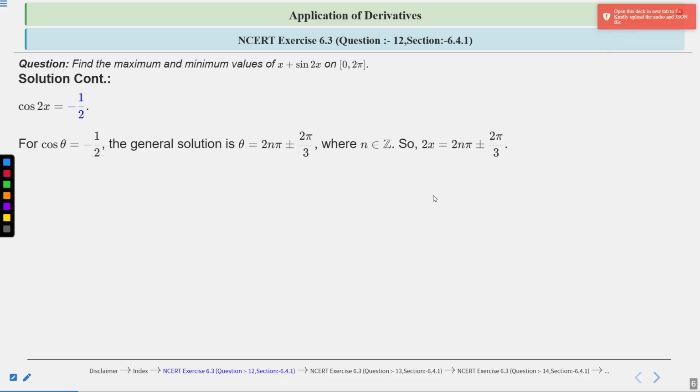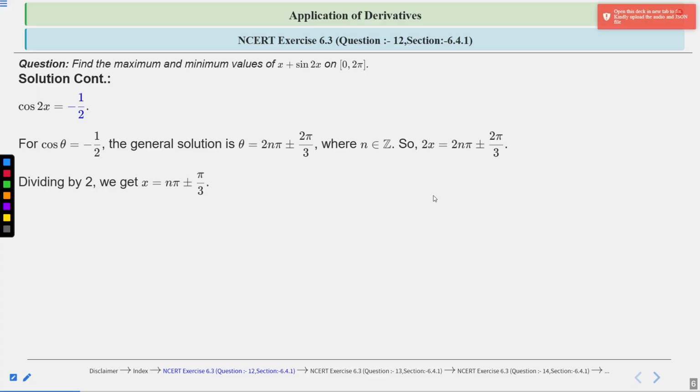Now, for cos theta equal to minus 1 by 2, the general solution is theta equal to 2n pi plus minus 2 pi by 3, where n belongs to Z, right? So 2x will be equal to 2n pi plus minus 2 pi by 3, okay?